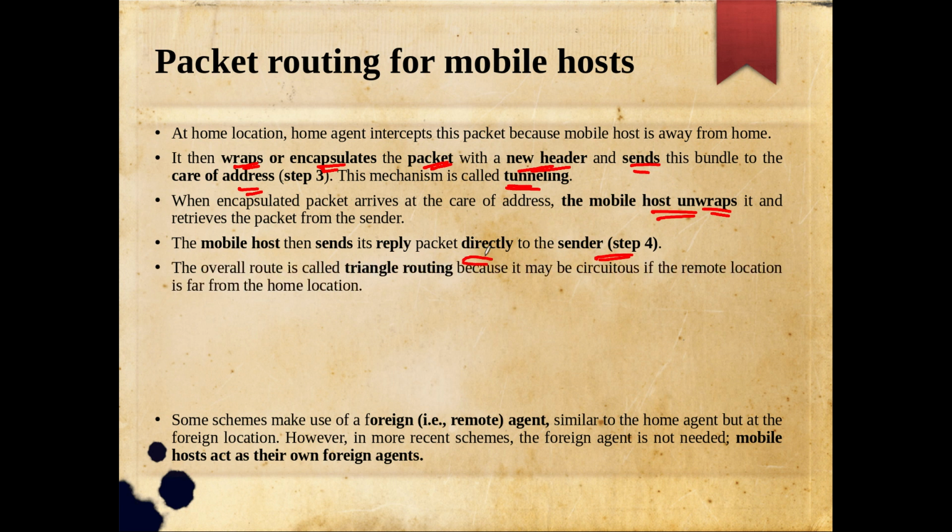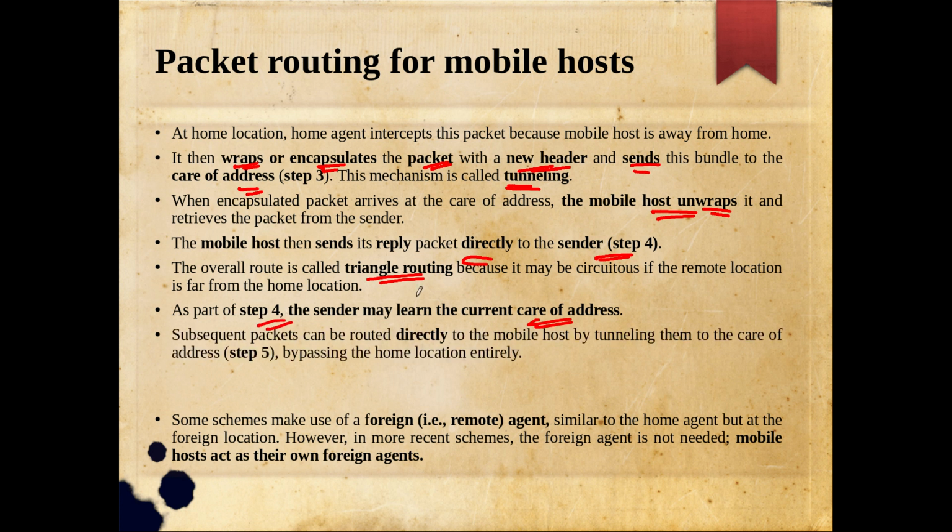Now the overall route is called triangle routing, because you can see some kind of triangle there, right? It may be circuitous if the remote location is far from the home location, so you can see that kind of triangular shape, so we call it triangular routing. As part of step number 4, the sender may learn the current care of address. So in step number 4, the reply from the mobile host goes back to the sender, and by looking at the reply, the sender will understand the care of address, the new location of the mobile host.